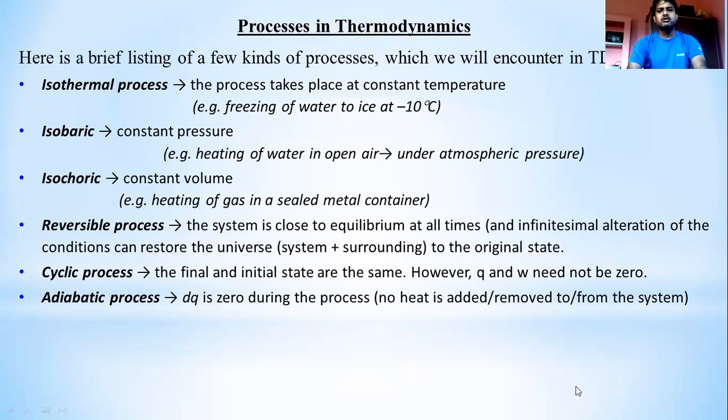In a reversible process, the system is close to equilibrium all the time. Whenever there is a change of state from state 1 to state 2, it consists of a number of infinitesimally small steps, and by changing the external pressure very slightly, we can come back to the initial state. That is called a reversible process. An irreversible process means a sudden change in pressure and a change of state from state 1 to state 2, and it cannot be brought back to the initial state by changing the external conditions. That is called an irreversible process.